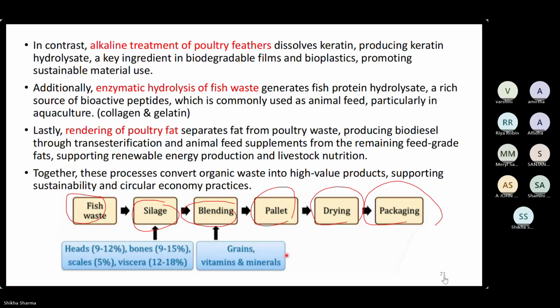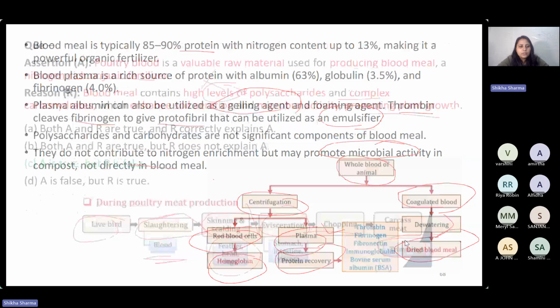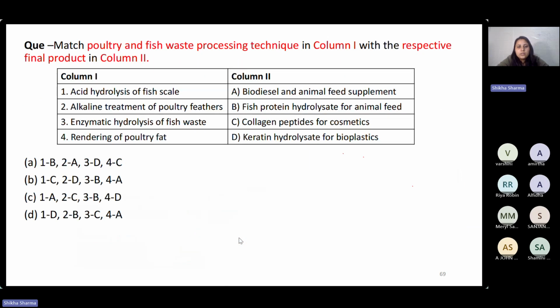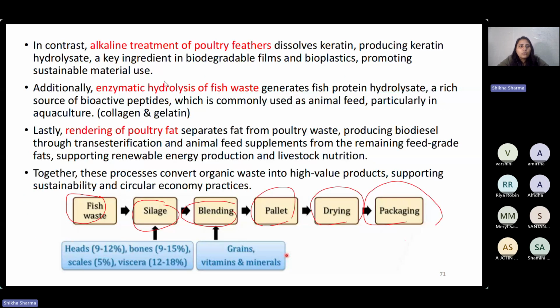So, the alkali treatment, if we do it for the poultry feathers. In the previous question we discussed what the different byproducts are that we get from the poultry. So the feathers we can get, as we see here. If we do the alkaline treatment of the poultry feathers, the keratin can be dissolved and we can get the keratin hydrolysate, which is very helpful in the production of biodegradable films and bioplastics. So it is basically a sustainable material.